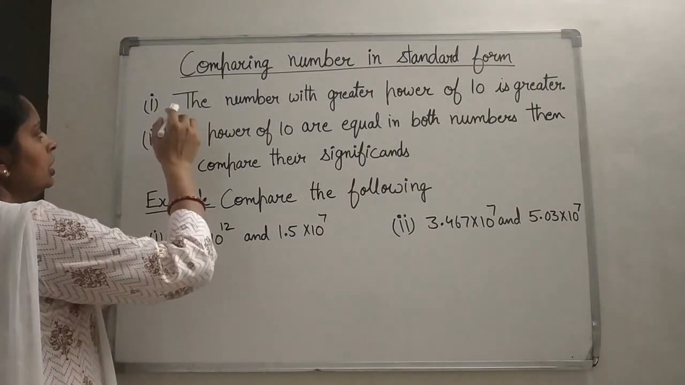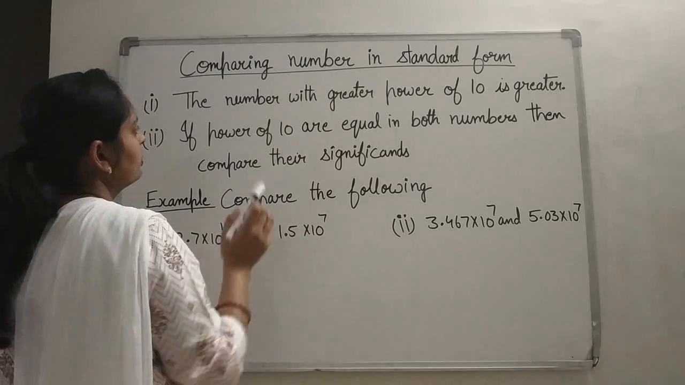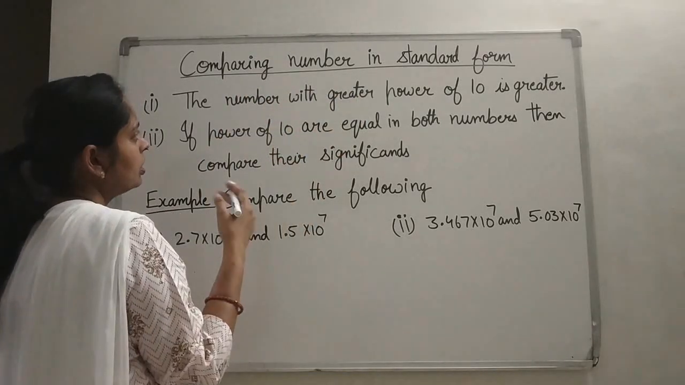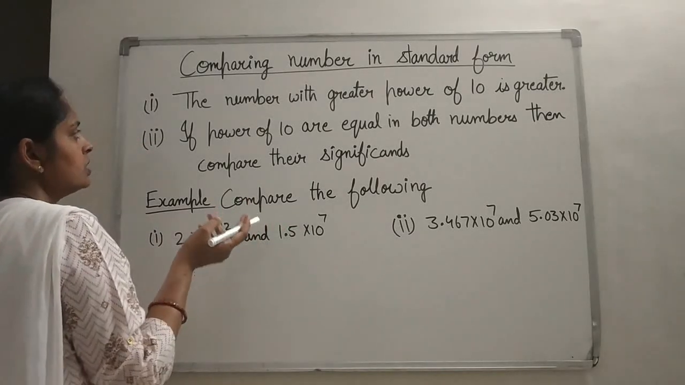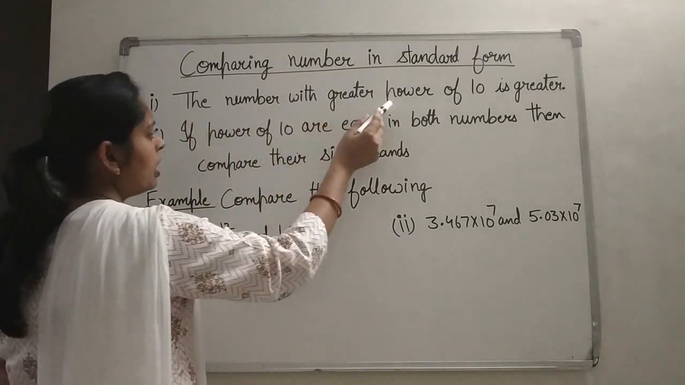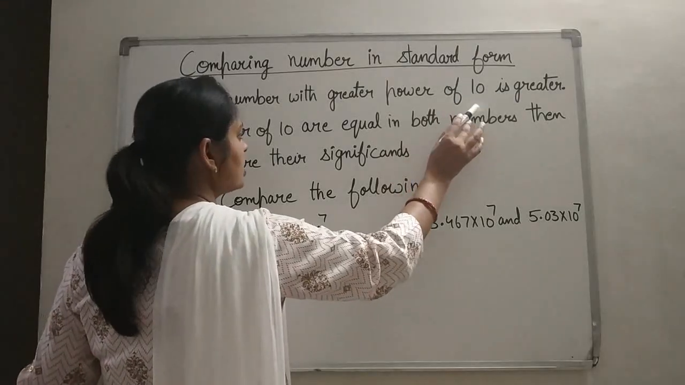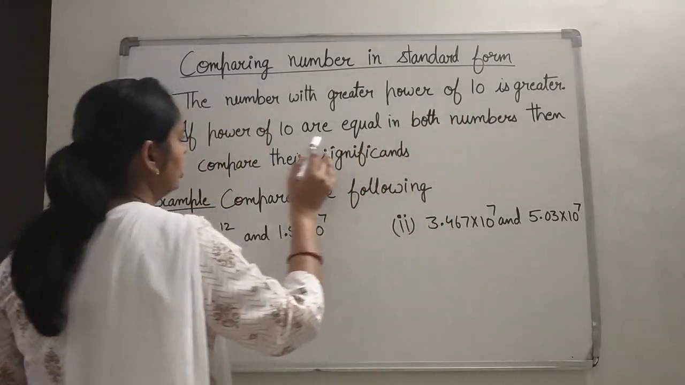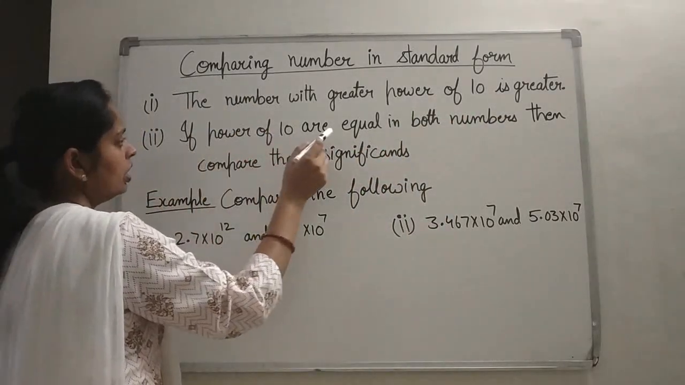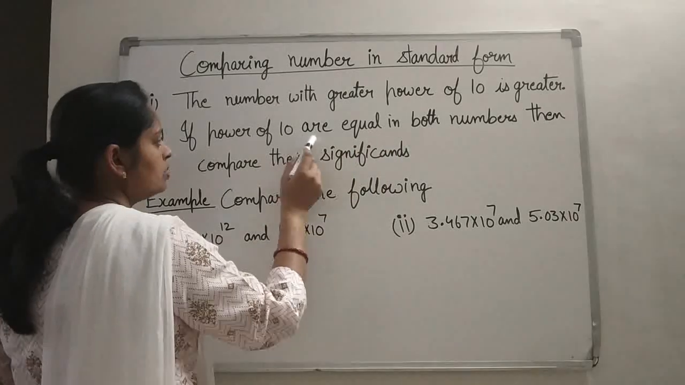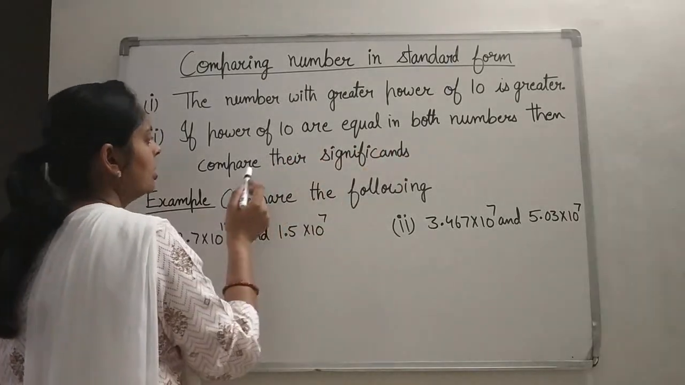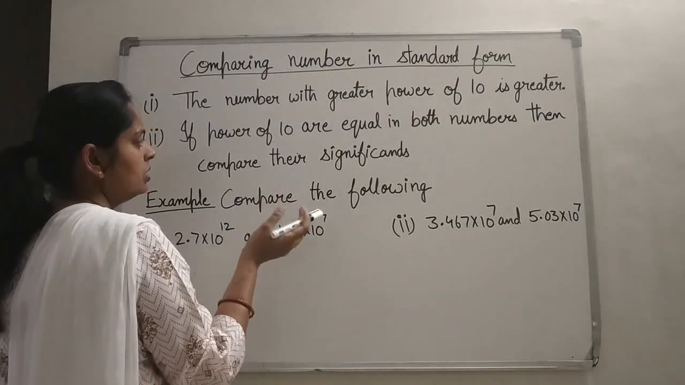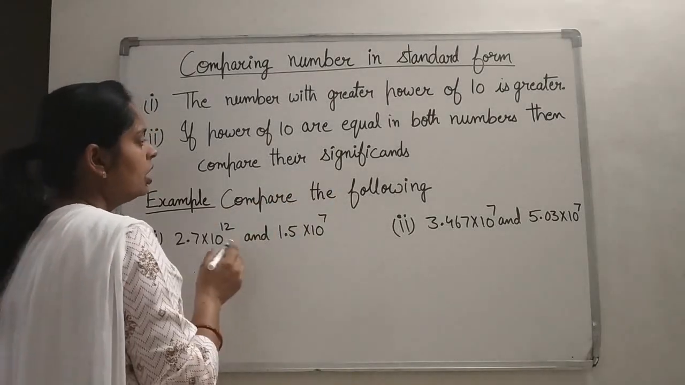Now see, comparing numbers in standard form. If two numbers have been given in standard form and we have to compare them, which is greater and which is less? The number with the greater power of 10 is greater. Whoever has the greater power of 10 will be the bigger number. But if the powers of 10 are equal in both numbers, then compare their significands, meaning the decimal numbers we have.